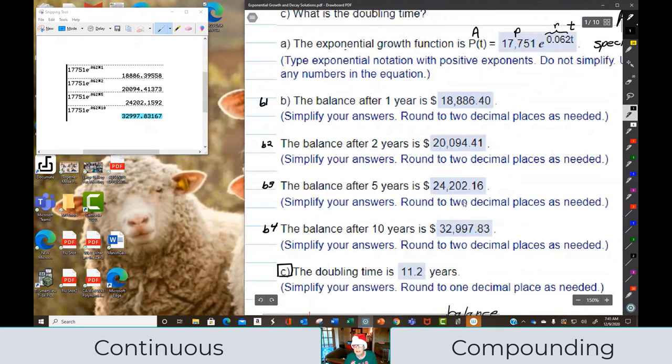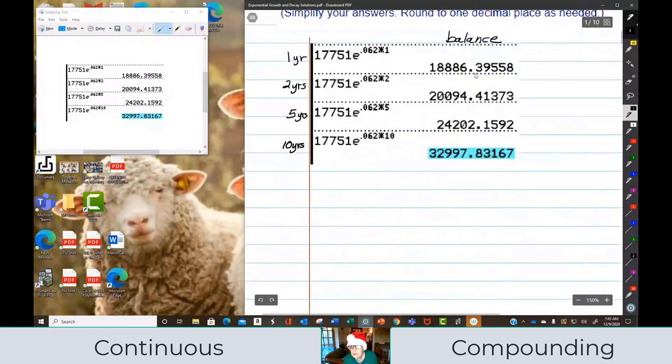Now, at some point we have to read the instructions. What a concept! Simplify your answers and round to two decimal places as needed. Okay, that's what we're going to do. Two decimal places ends right here. So two decimal places, two decimal places, two decimal places, and two decimal places. Now, starting at year one, I look immediately to the right, and I have a five here, so that five is going to cause the 39 to move up to a 40. So my answer will be $18,886.40.